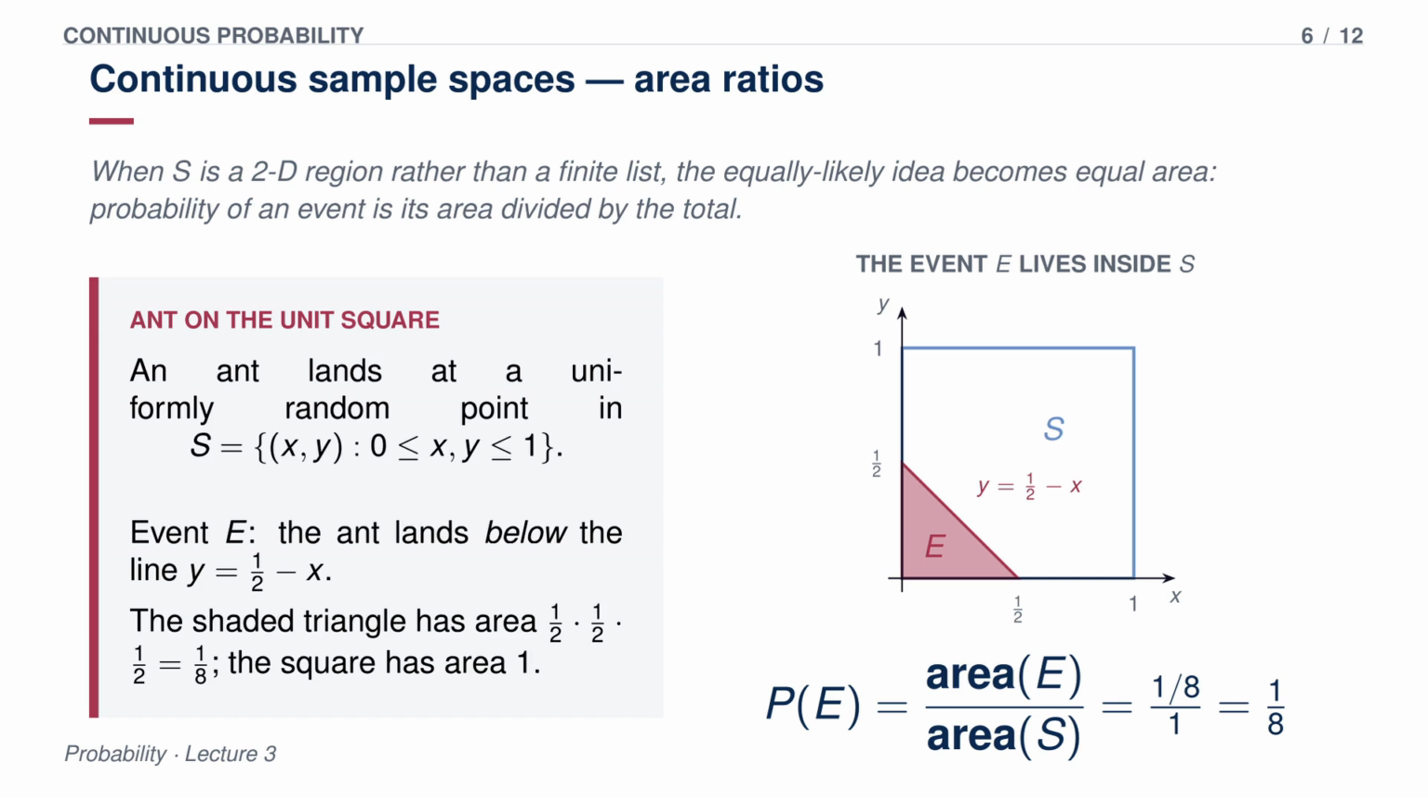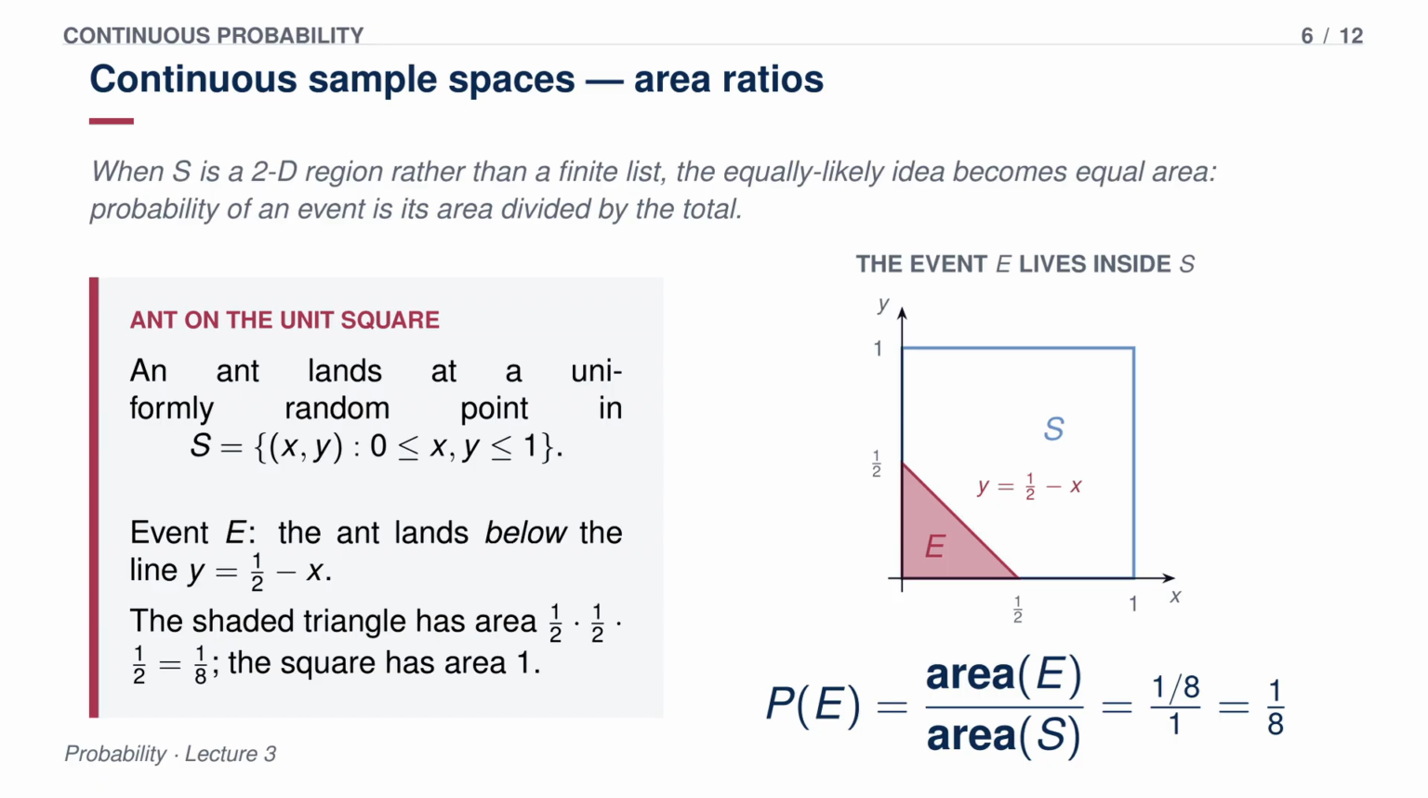Okay, so that works perfectly for distinct countable outcomes like picking digits or rolling dice. But what happens when the sample space is continuous? Like, imagine picking a random point on a map. Counting goes completely out the window because there are infinite points. How do you find favorable over total when both numbers are infinity?